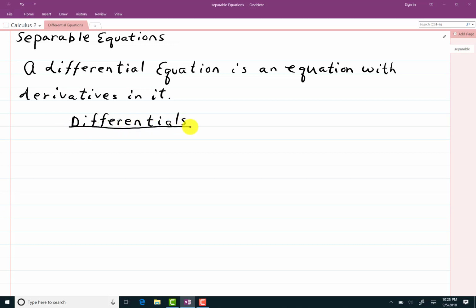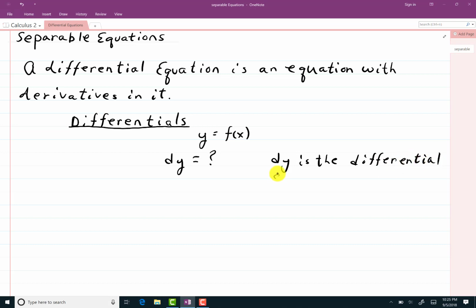And many times I'll have something like y is a function of x. But then what does this mean? dy. That's the differential of y. The way it's defined is this: dy equals dy over dx, so there's the derivative of y with respect to x, times delta x.